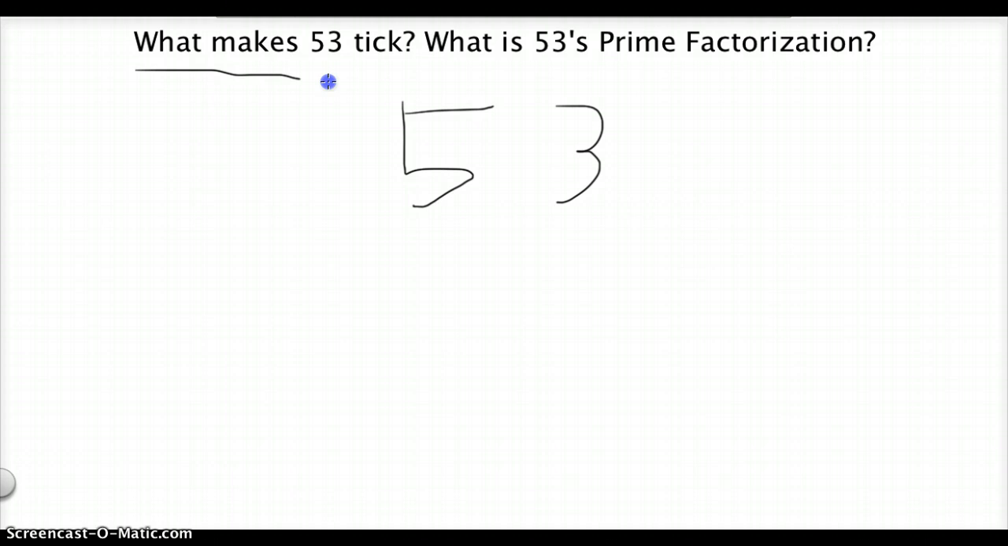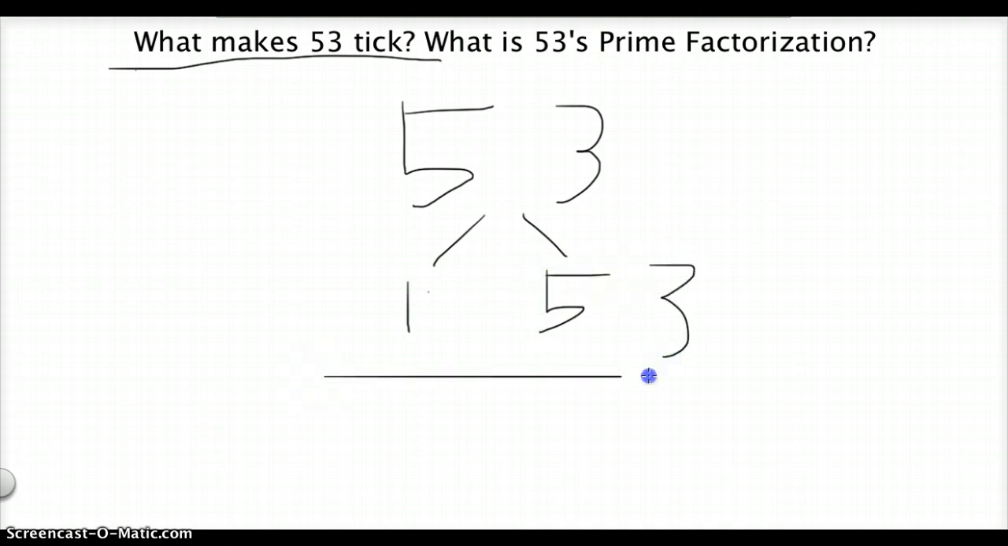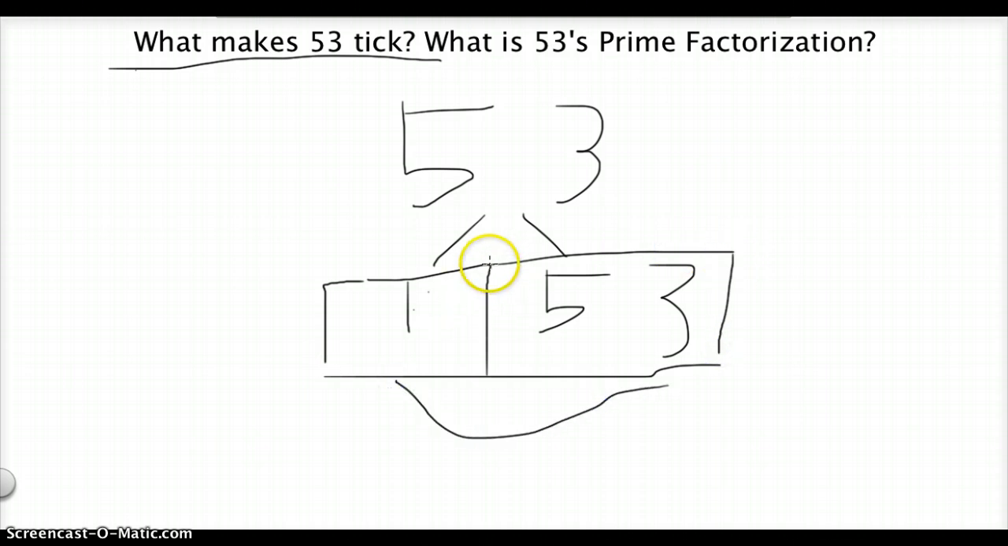What makes 53 tick? 53 is a very simple number. 53 only has two direct relatives, 1 and 53. This is what makes it tick. When 1 or 53 is in danger, he gets into a rage. So, these two numbers are what makes 53 tick.